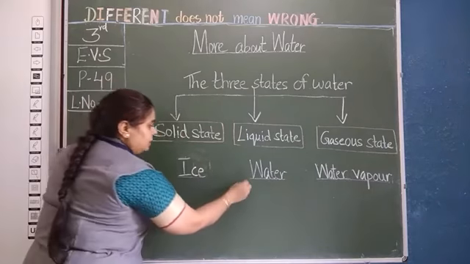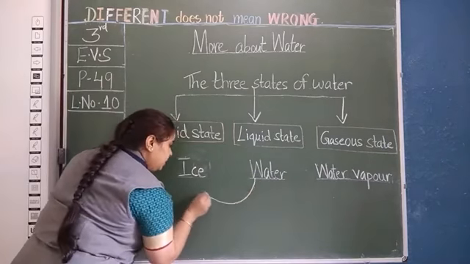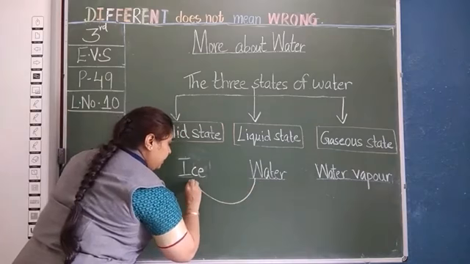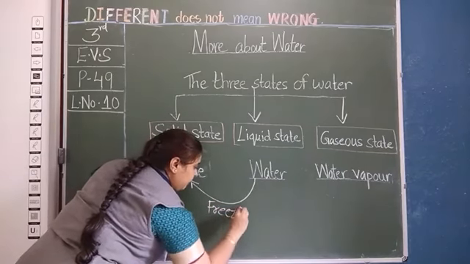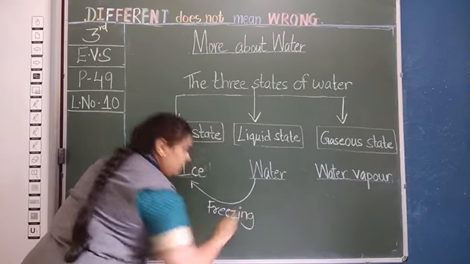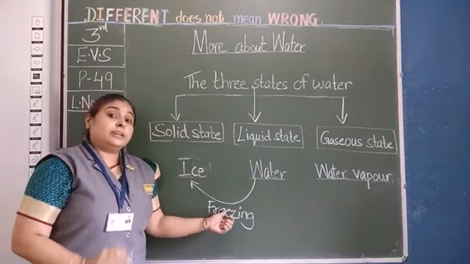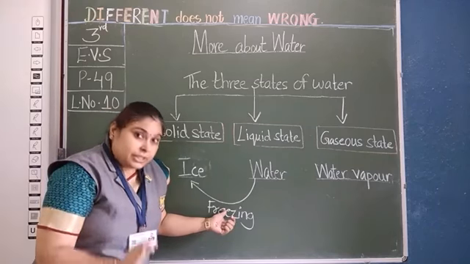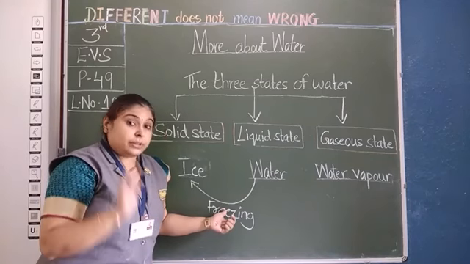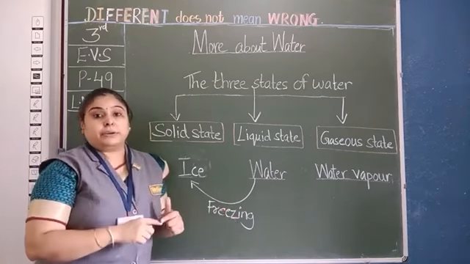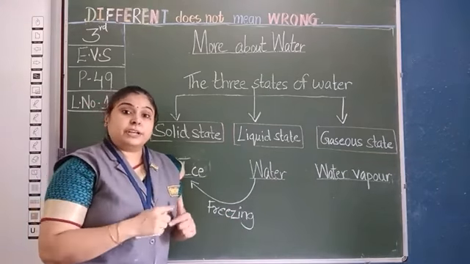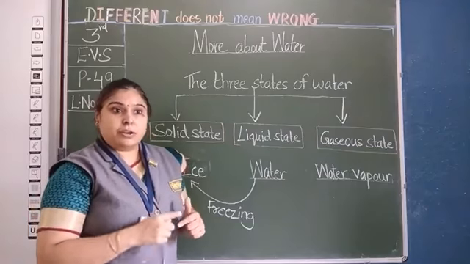So when water turns into ice, its term is freezing. It comes into contact with the low temperature. Clear that? Low temperature. Always remember the change of state is always dependent on the temperature, high and low.